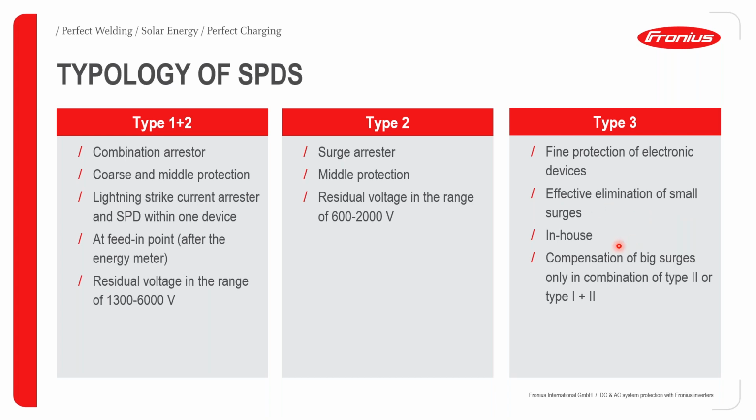Looking at type 3, these are for fine protection of electronic devices and can be effective in elimination of small surges. So these are mostly done in-house, and for compensation of big surges, it's recommended that you use type 3 SPDs in combination with either type 2 or type 1 plus 2. These type 3 are mostly what are used for data line protection.